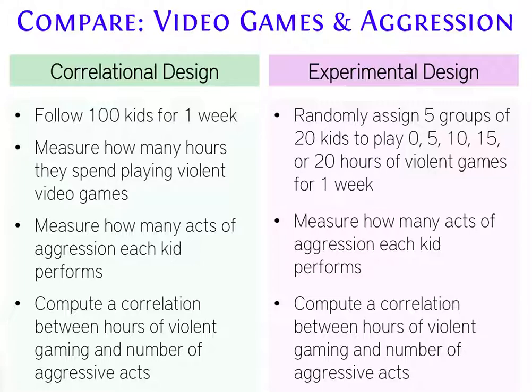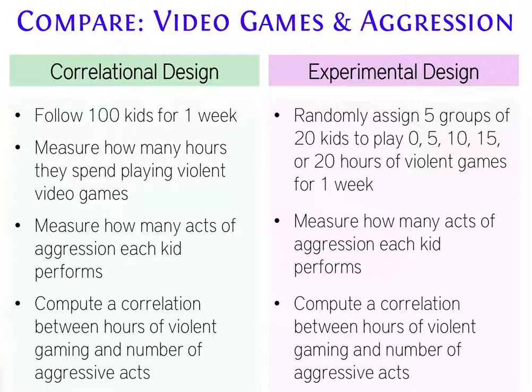In both cases, our result would be a measure of correlation, -0.3 or +0.7, something like that. But if we used the experimental design, we would have evidence that that correlation is due to the effect of video games on aggression. If we use the correlational design, we would only know that they're correlated and not why they're correlated. Maybe some third factor causes both aggression and violent game playing.